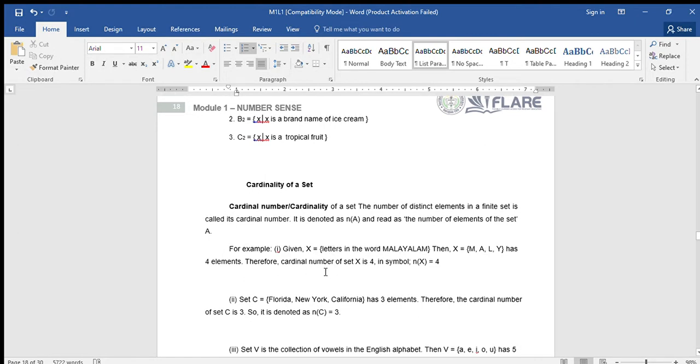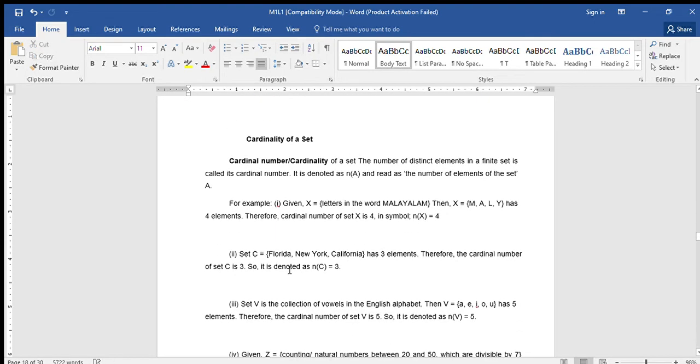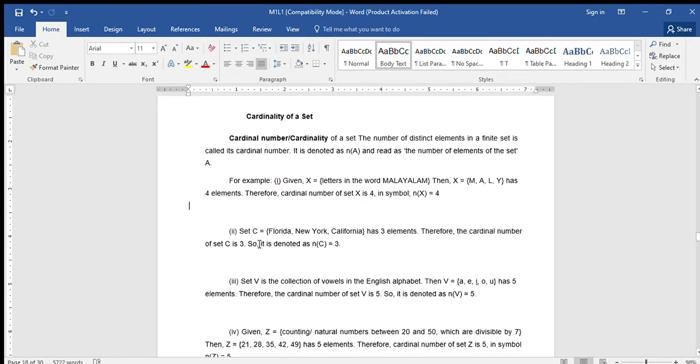Okay, so ang tawag anang 4 is cardinal number. So pag suyat nato ana magbutang tag n, and then ang set x, and then that is equal to 4 because we have 4 elements in a set. Okay, now we have here's number 2. So we have set C, and the elements there are Florida, New York, and California. So how many elements are there in set C? 3. There are 3 elements.